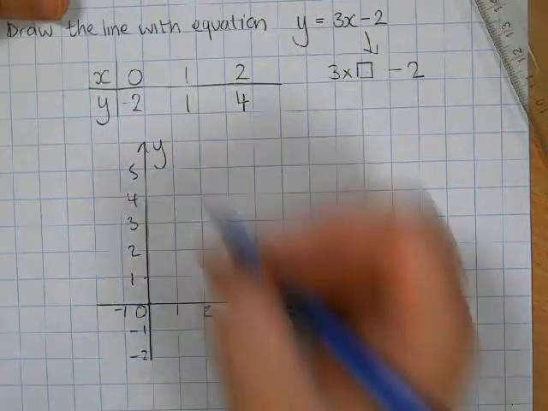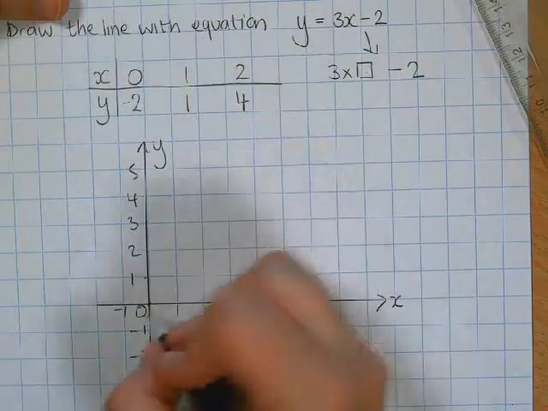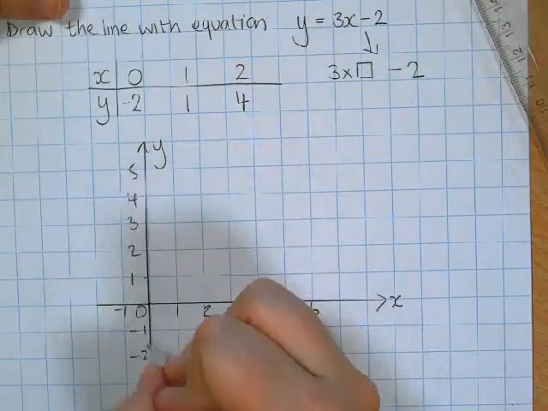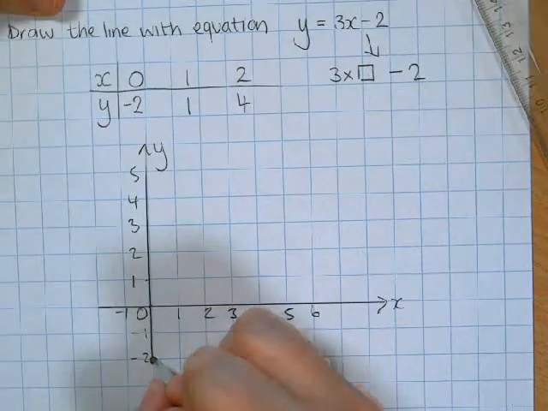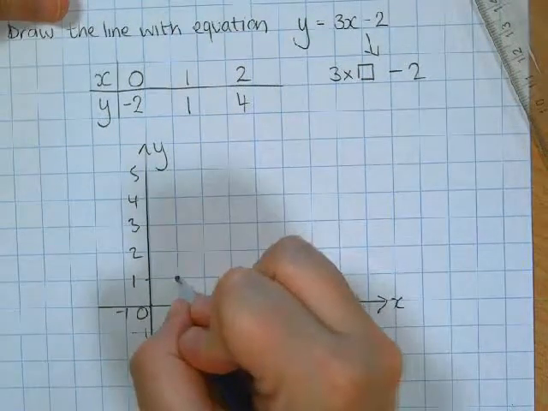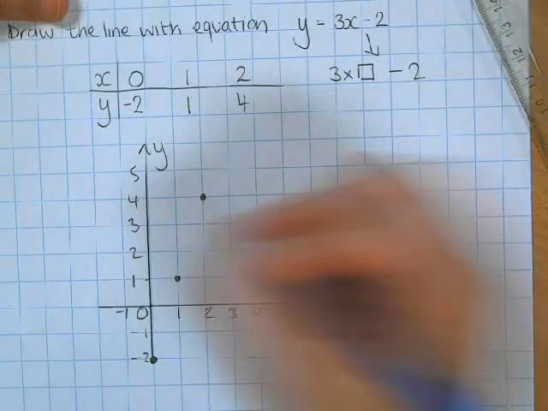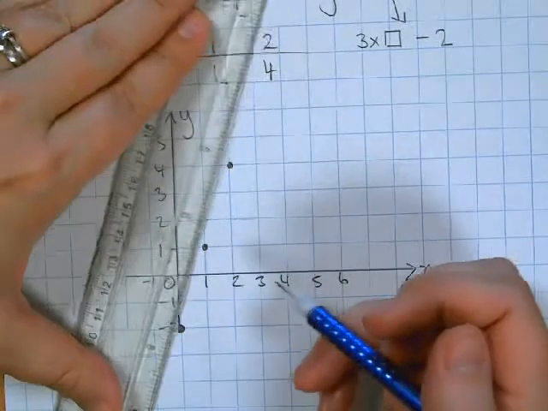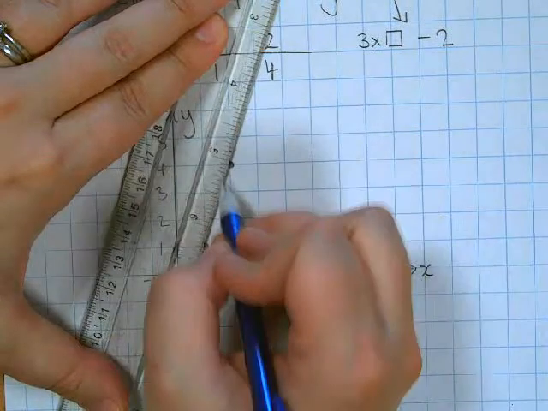So, first of all, 0, -2, so across 0 up to -2, or down to -2 rather, is down there. 1, 1 is there, and 2, 4 is there. And then check, do they make a straight line? They do. And I'm going to draw the line in.